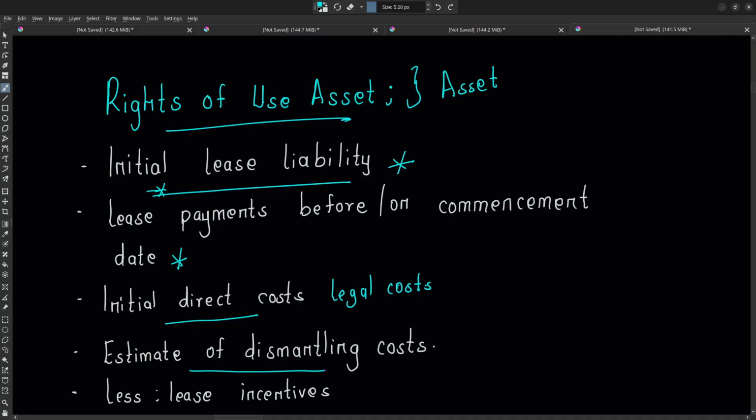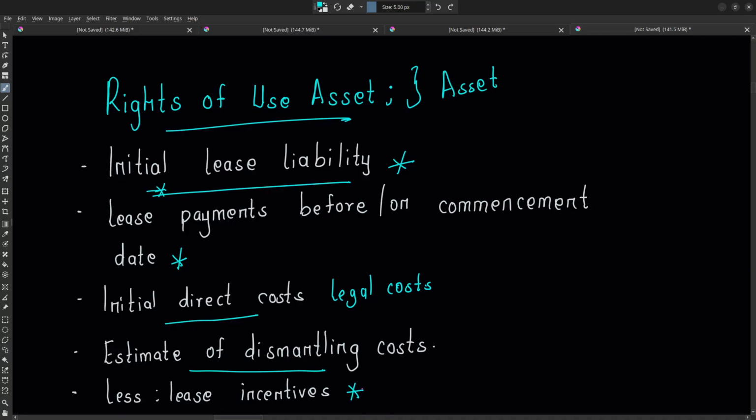Another thing you need to recognize is the estimated cost of dismantling that asset. Not dismantling the asset itself, but let's say, for example, you're leasing land and you build something on it. At the end of the term, this land should be returned to the lessor the way it was. So if you had developed or added machinery in there, you need to clean up. That is the restoration of that land to how it was given by the lessor. So that is the cost of dismantling. You need to add it in your right of use of asset when you want to recognize the initial cost of the right of use of that asset.